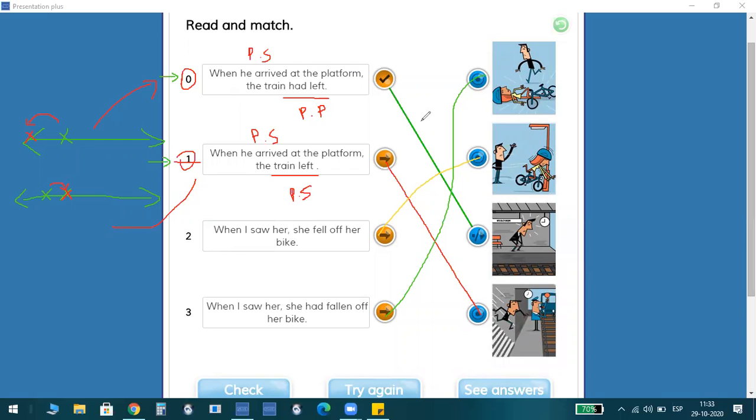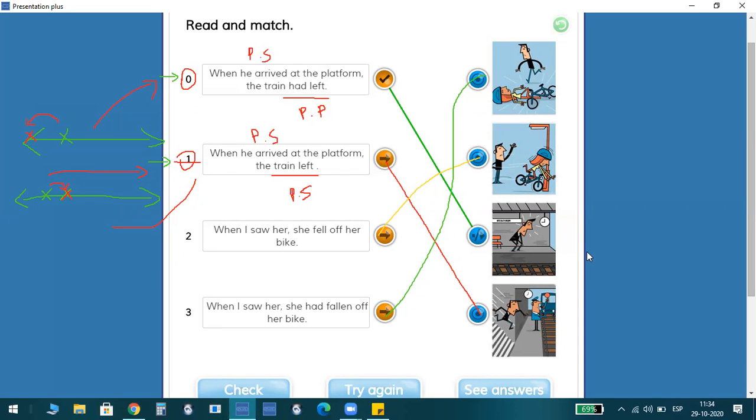When we have PP, or past perfect, we're talking about an event that happened before the past simple. But when we have past simple and past simple, it means there is a sequence of events. This happened, and then this happened next, and then another thing. So it builds forward, not backwards, like the past perfect.